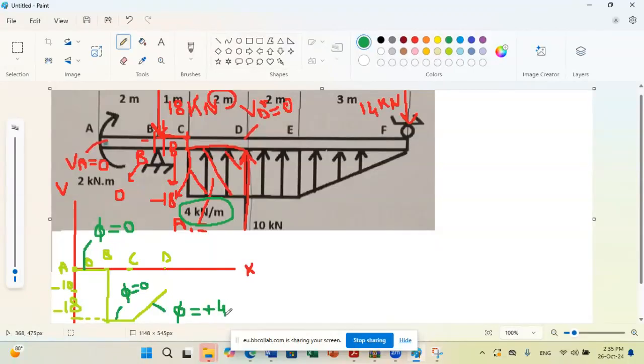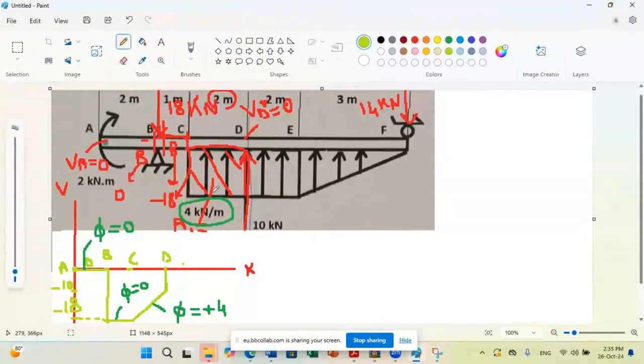Now, at point D, I have a jump. So I have a jump to plus 10, from minus 10 to plus 10. So I have a jump until 0. Okay, so this is what we have done until now.